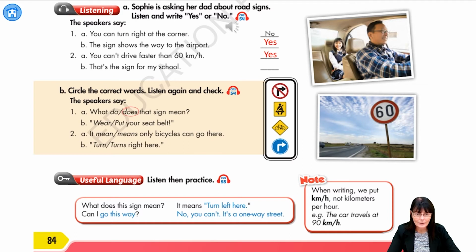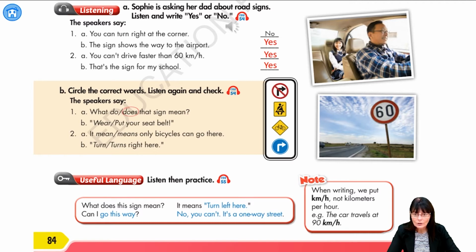Yes. If you look to the right of your page, you'll see the sign. It's a big circle with 60. That's the speed limit. And 2B, that's the sign for my school. Yes, so Sophie saw the sign for the school. The next part, B, is just circling. Just circle the correct words. If you need to listen again and check, you can. But for now, we'll just go through and check your answers.